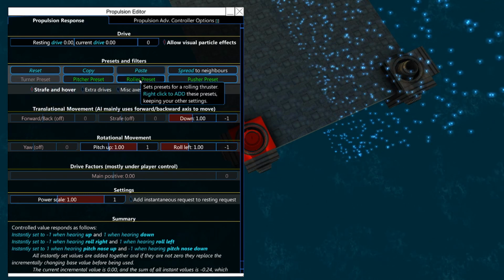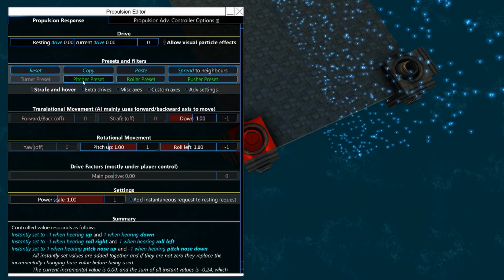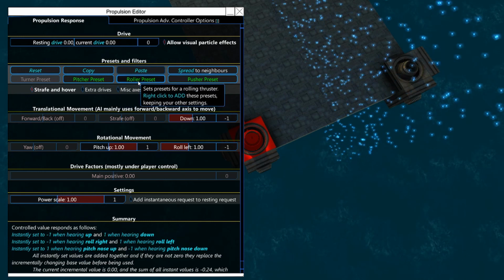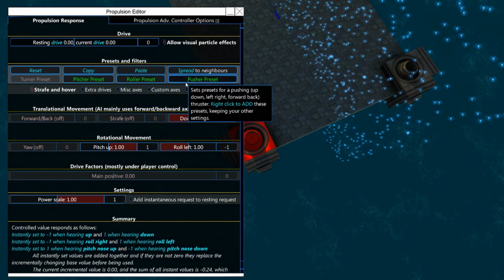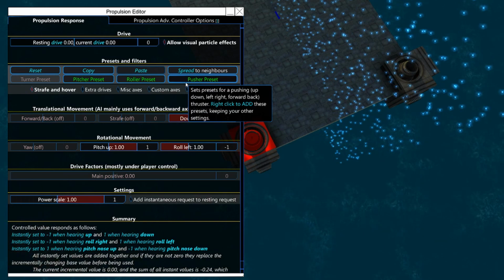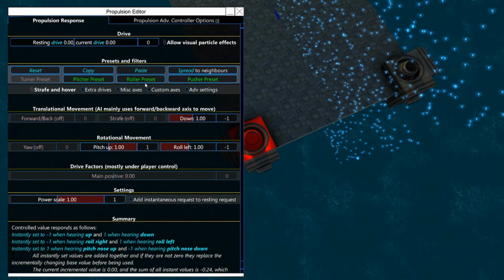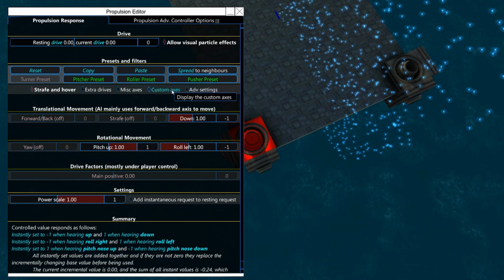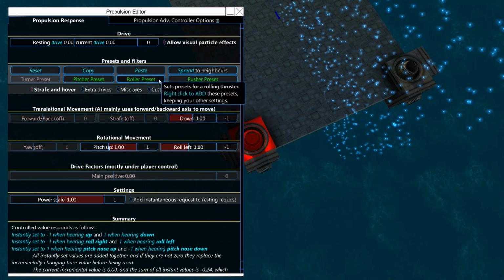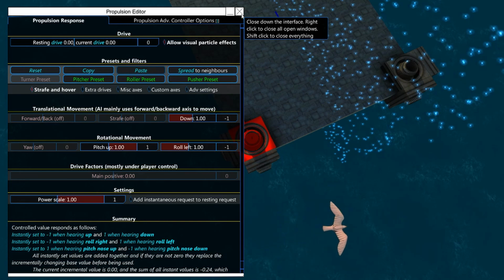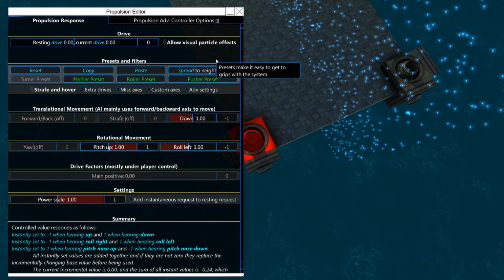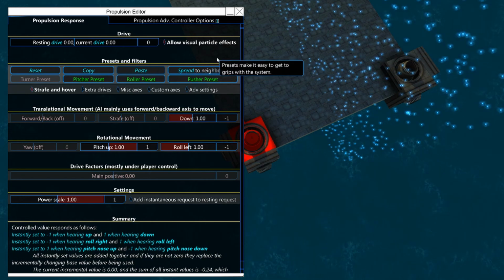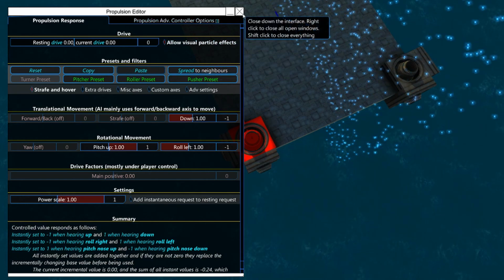There's a turner, pitcher, roller, and pusher. The turner, pitcher, and roller preset buttons control how this thruster behaves around the rotational axes, and the pusher handles how it operates in the translational axes. Well, this is important. Why does it have all 3 rotational and only 1 translational axis? Well, this is because any given thruster can be used to operate 2 or even 3 rotational axes, but each thruster can only translate you in one direction, directly anyway.